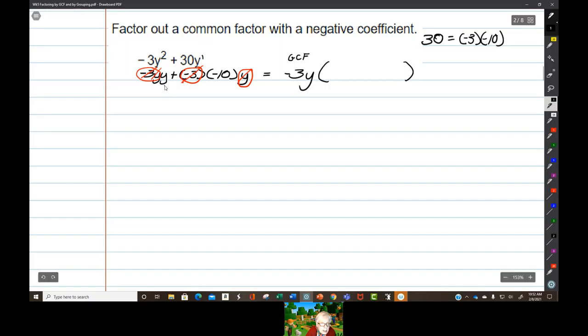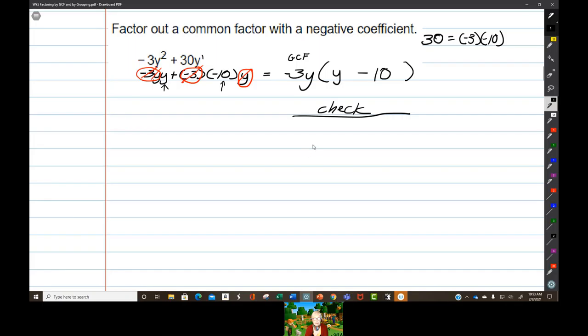All right, there's a y here. And there's a negative 10 here. So we'll have y plus negative 10, which is minus 10. And this should be my answer, if when I check it, I get back what I started with.